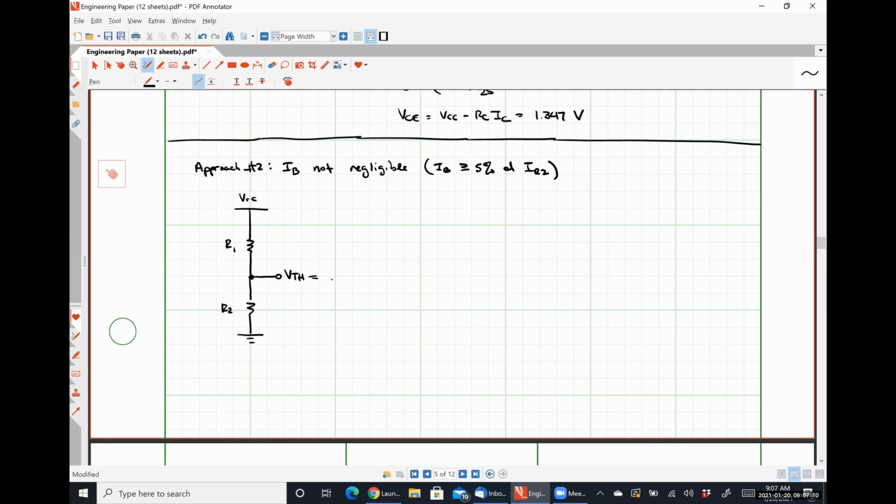Yeah, it is literally governed strictly by the voltage division equation. So V Thevenin should be VCC times R2 over R1 plus R2. All right.